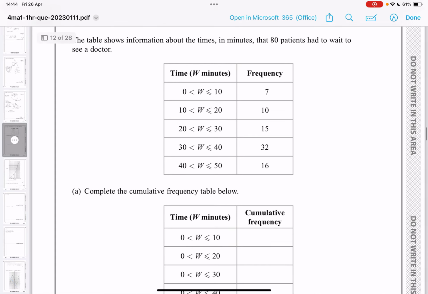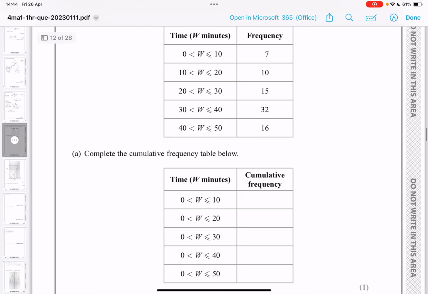Next question. The table shows information about the time in minutes that 80 patients had to wait to see a doctor. Complete the cumulative frequency table below. Okay, so when they ask about cumulative frequency tables, and you have to calculate it, what you do is you just add the frequencies, okay? So cumulative means accumulation, just means adding, okay?